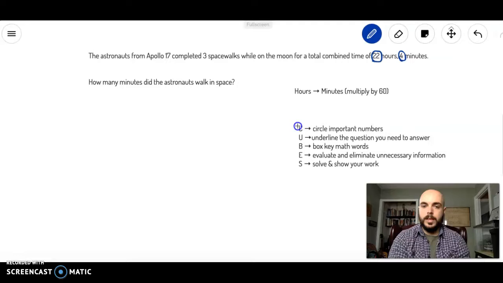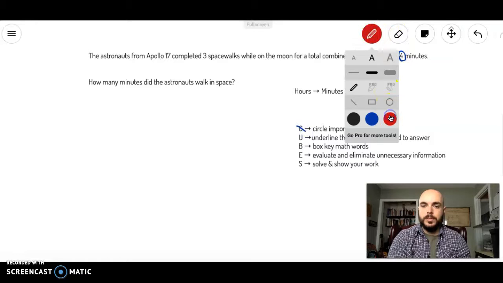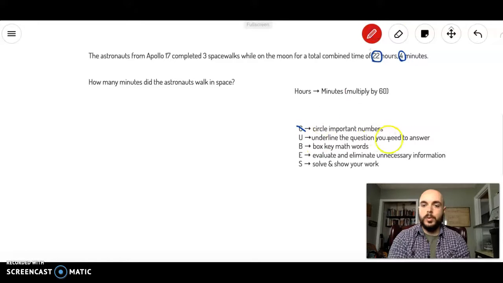All right, I've circled. Next, it wants me to, for my cube method, underline the question you need to answer. So where's the question? Well, it's right here. How many minutes did the astronaut walk in space? So I know what my answer needs to be in minutes.